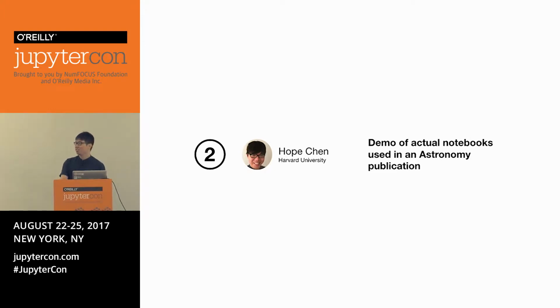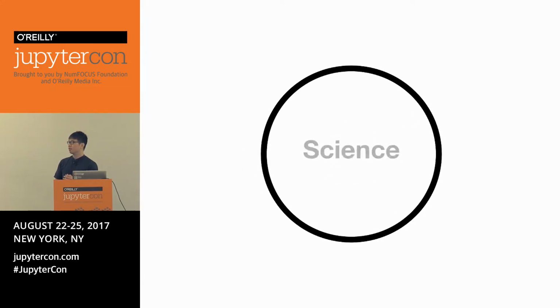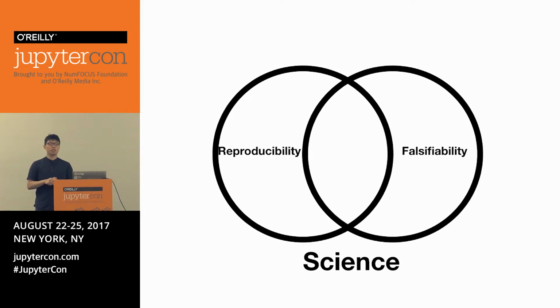Hey, I'm Hope Chen, astronomy grad student at Harvard. In the second part, I'm going to talk about science. That's the thing that we all think is what we're doing, except sometimes we're not so sure. There are two very important characteristics that form the foundation of science, which are reproducibility and falsifiability, which unfortunately, at least in astronomy, as much as I know, are not being taken as seriously as they probably should.